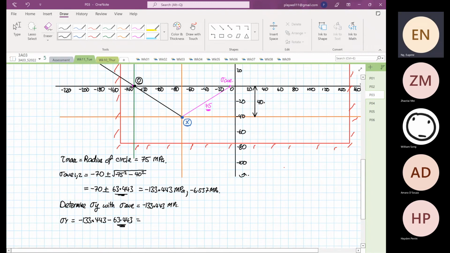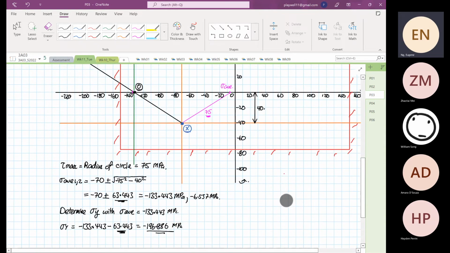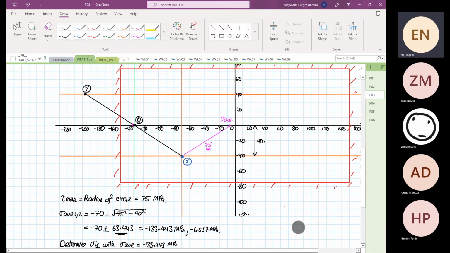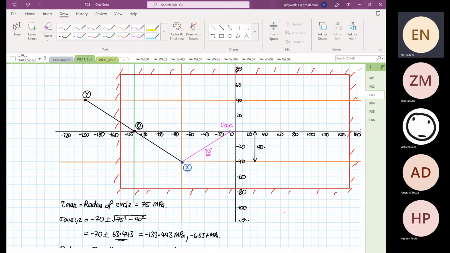133.443 minus 163.443, you get 196.886 minus 196.886 megapascal. Okay, so this is your stress Y. But we know that this stress is not valid. So we're going to draw our Mohr circle.